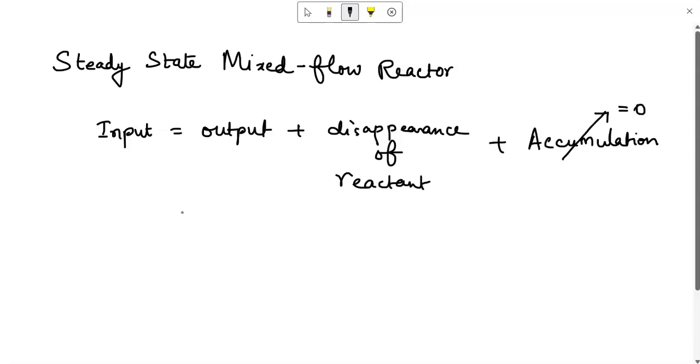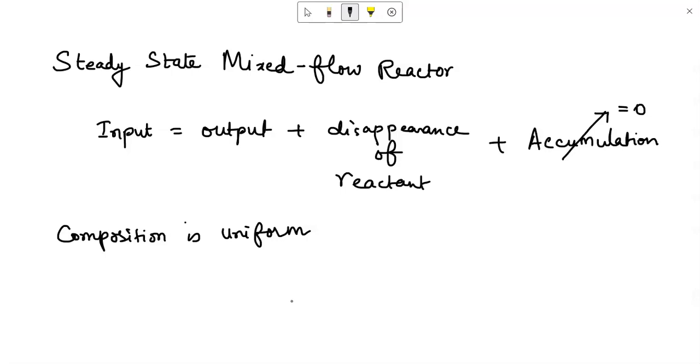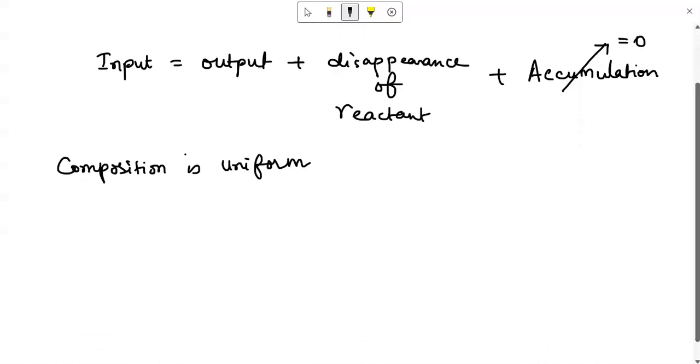Okay. And one thing to remember about a mixed flow reactor is that the composition is uniform throughout the reactor. So there is no differential volume that you need to consider when you are establishing the material balance. Okay. So first let me just draw a schematic of how a mixed flow reactor would look like.